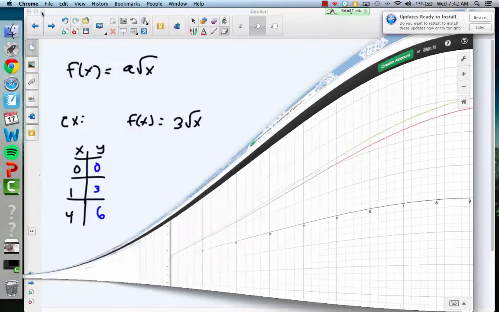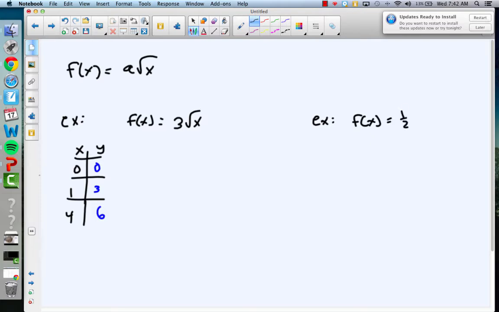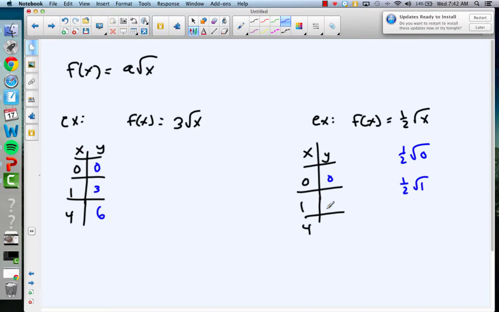Now, if my a is less than 1, so maybe f of x is equal to half of the square root of x, let's see what happens to our table. If I plug in 0, 1, and 4, what should happen is the same thing. I should have half of the square root of 0, which is 0, half of the square root of 1, which gets you 1/2, and then half of the square root of 4, which is 1/2 times 2, which is 1.